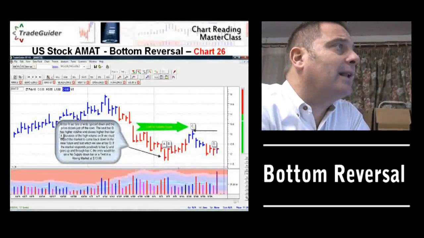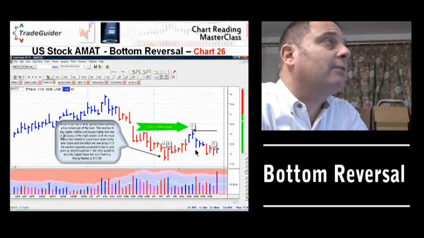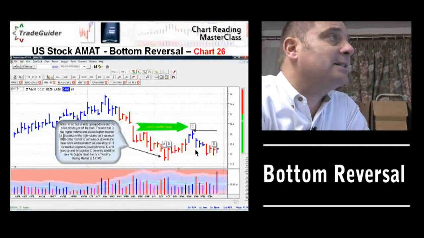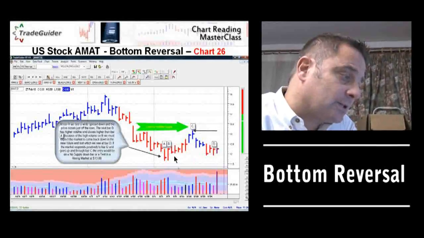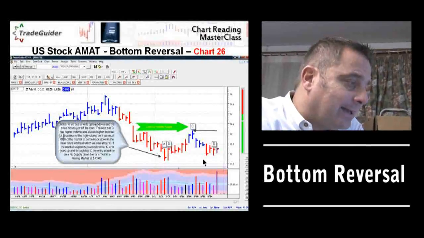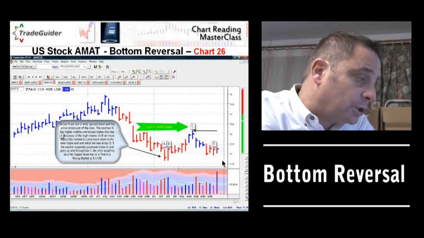AMAT has a low of 11.30. Sorry, that's dollars, I beg your pardon. Let me correct myself: AMAT has a low of 11.36 in October 2009 and just above 10 back in June. Now that's interesting as well. So what we can see then, this is a US stock. It's one to watch, and one to keep an eye on, because we've got this here.